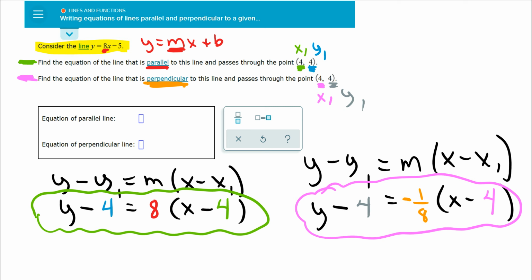There you go. Writing equations of lines that are parallel and perpendicular to a given line. This was the given line right here. And all I had to do is look at it and figure out what its slope is. So there you go.